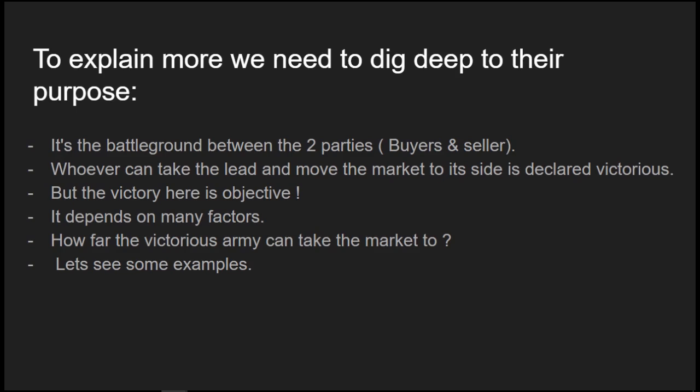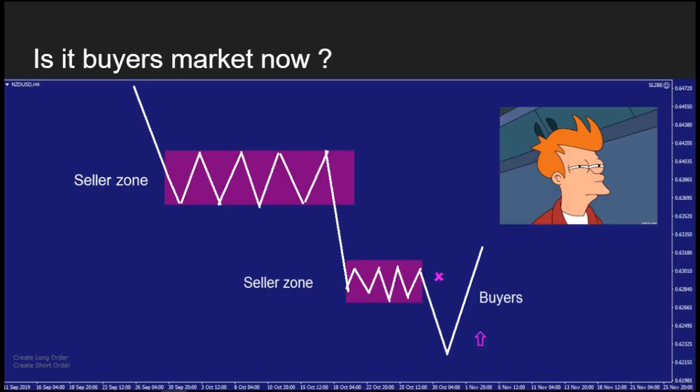Let's see some visual explanation that will give us more of the picture. As you can see here, we have a seller zone, and we have another seller zone here, correct? We have an advancement between them, and we have another advancement. Now the market is coming back to us. We are anticipating the market to stop here, but the market bypassed this zone.